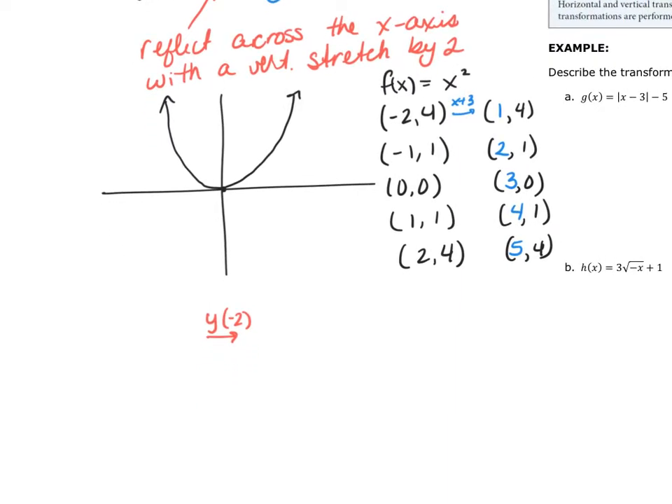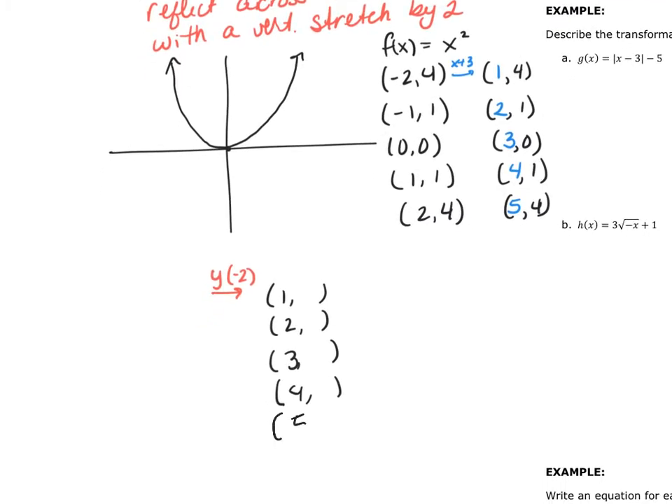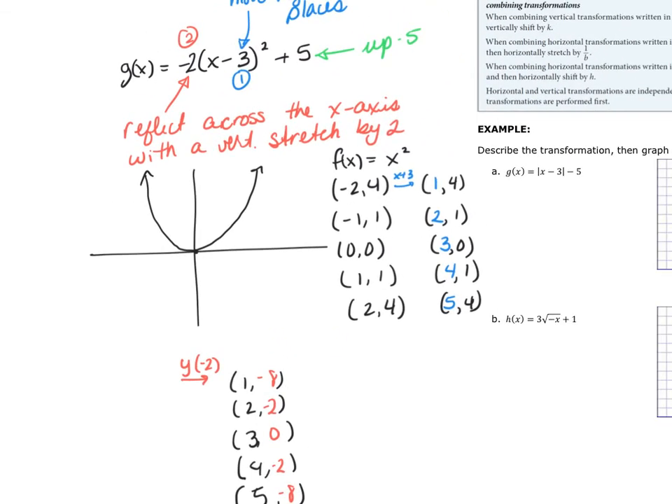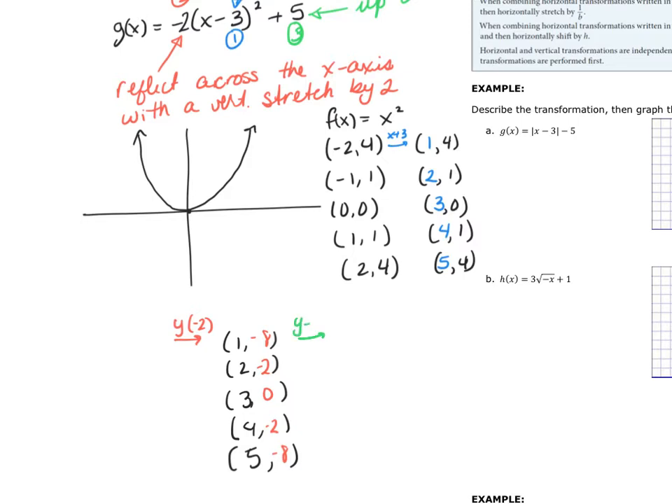Again, my x's don't change, so I'm going to write them as they are. And then I'm going to take all of my y's and multiply them by negative 2. So 4 will go to negative 8, negative 1 will go to negative 2, 0 will go to 0, 1 will go to negative 2, and 4 will go to negative 8. Now, the last thing I'm going to do on this one is take all my y's and go up 5. So I'm going to take my y's and add 5 to them.